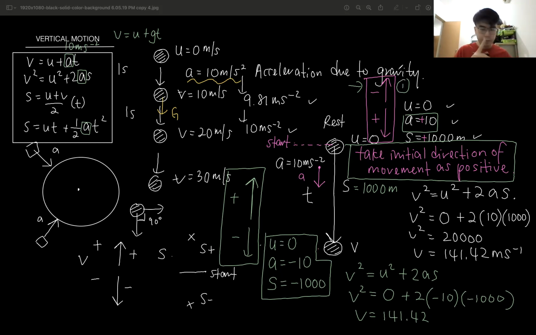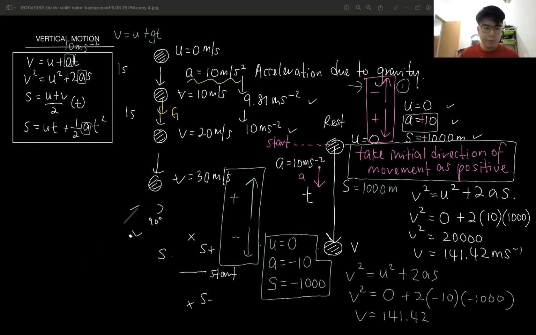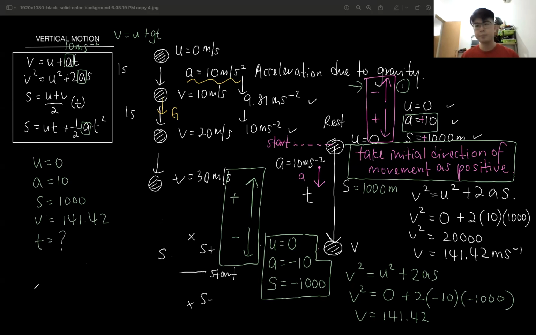Now, after we found the final velocity, let's say we want to find the time taken. Let me clear this a bit. So far, what do we have? We have u equals 0, a is 10, s is 1000, and v I added to my list, 141.42. I can find the time taken. What is the time taken after falling 1000 meters? Then we can choose which equation to use. Any one that you can use.